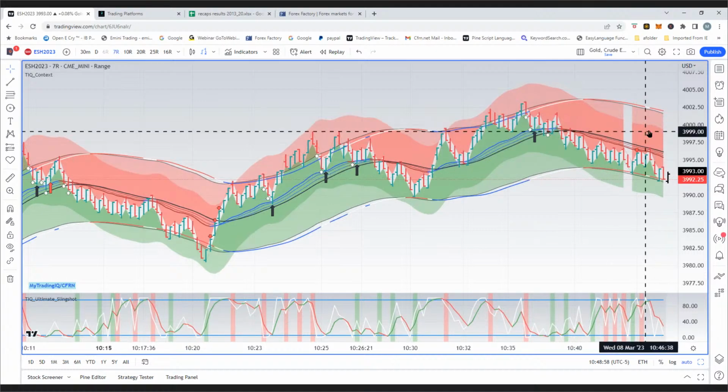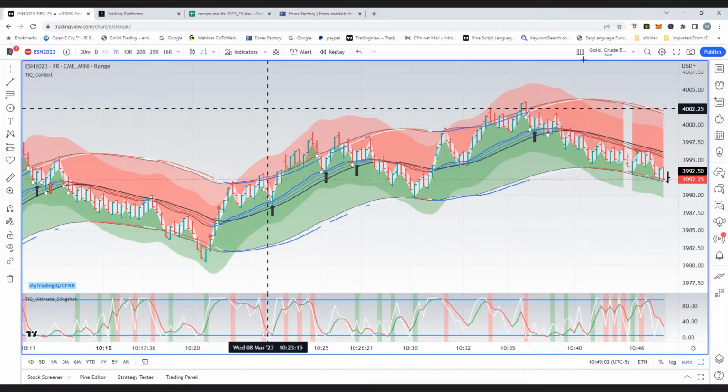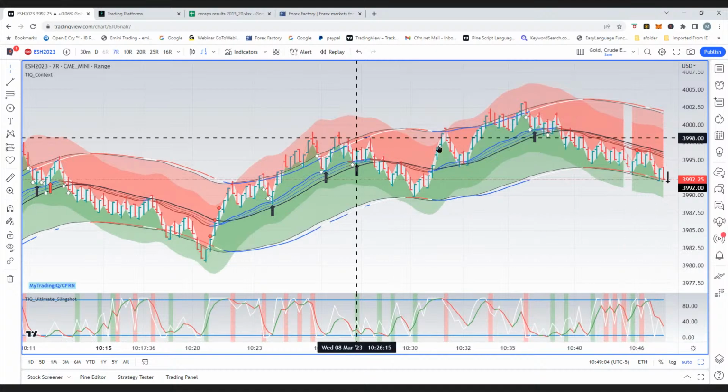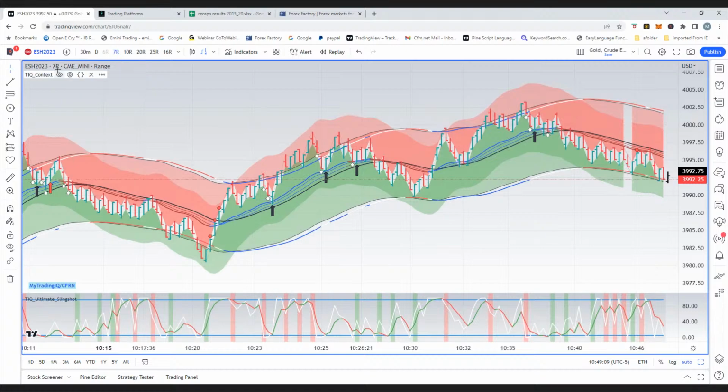That's why I use range bars. Every bar you see in here is 7 ticks high. This is a 7 range, 7 ticks high. The ES is like that, gold is like that, and crude oil is like that. The NQ, because it's so volatile, I have a 16 range.